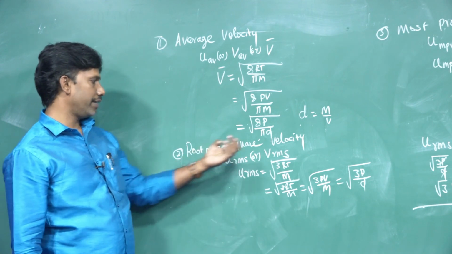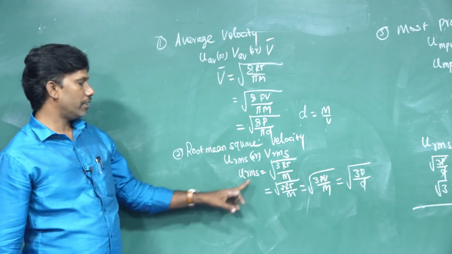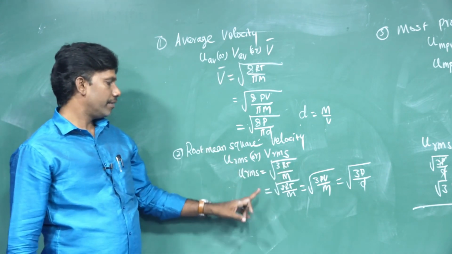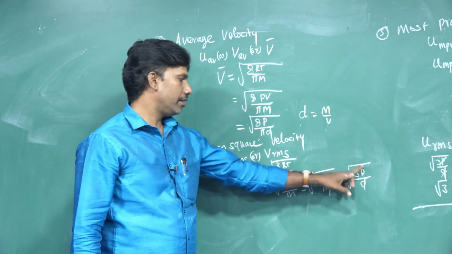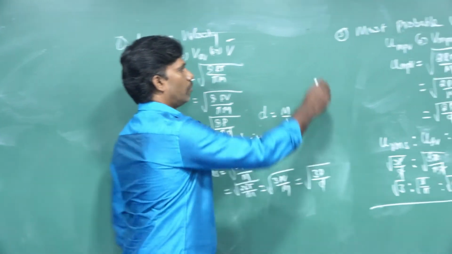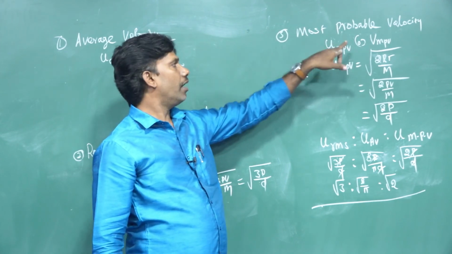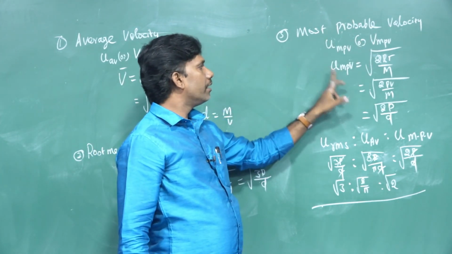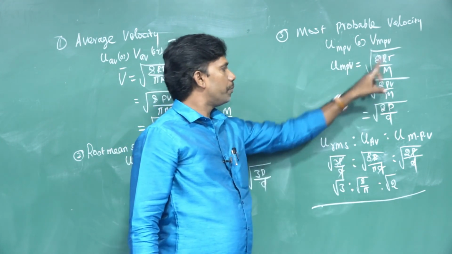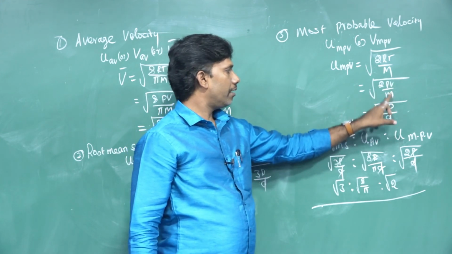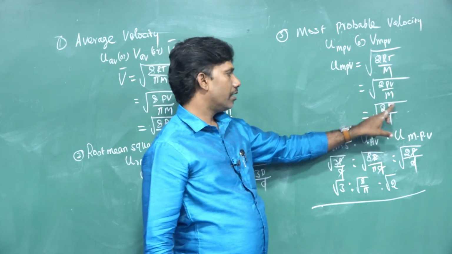In the same way, root mean square velocity may be denoted by U_rms or V_rms. U_rms equals root of 3RT by M. RT can be converted to PV, giving 3PV by M, or 3P by D. Then the most probable velocity, U_mpv or V_mpv, equals root of 2RT by M, then root of 2PV by M. V by M can be substituted by density, giving 2P by D.